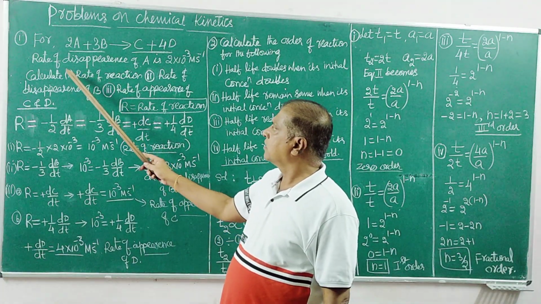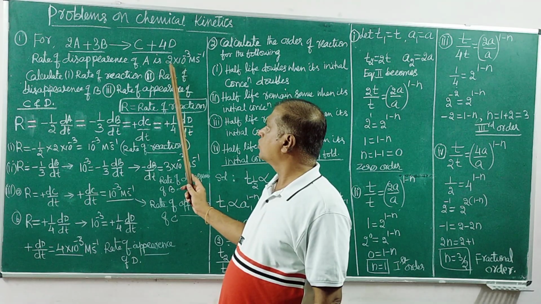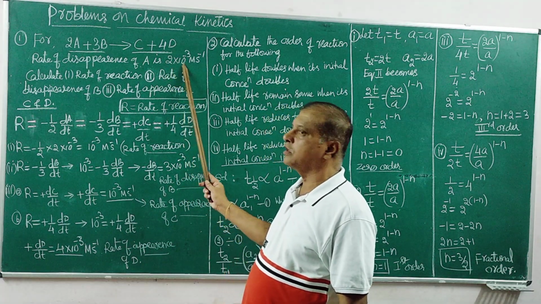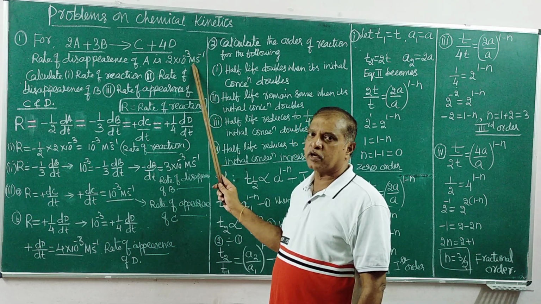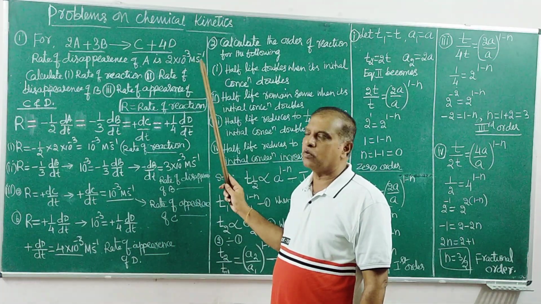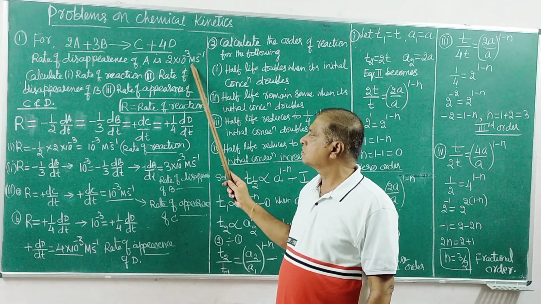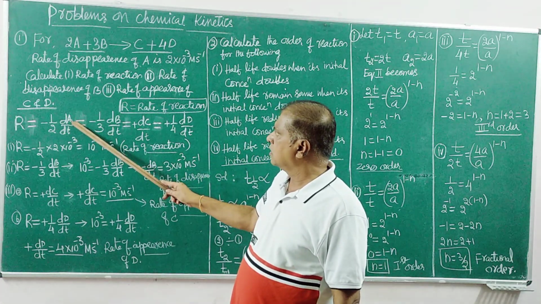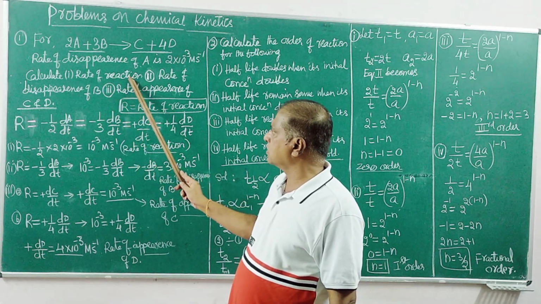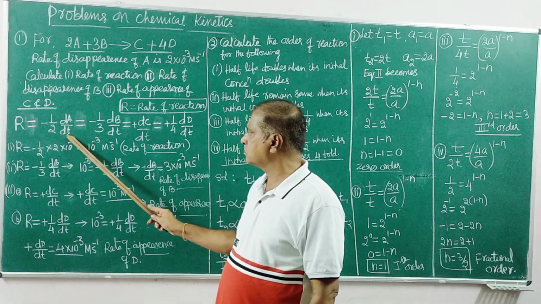Given the rate of disappearance of A, this value 2 into 10 to the power of minus 3 molar per second. Molar means concentration, moles per dm cube, moles present in 1 liter. This value is given. Calculate the rate of reaction. You can calculate the value of R. Use this equation and calculate.